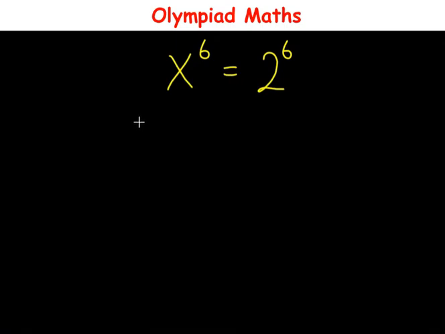Hello everyone, in this video let us solve this question. So we have x raised to power 6 is equal to 2 raised to power 6. So here, we have to solve for all the values of x. So x is the unknown we have to solve for. Now to do this, solution.